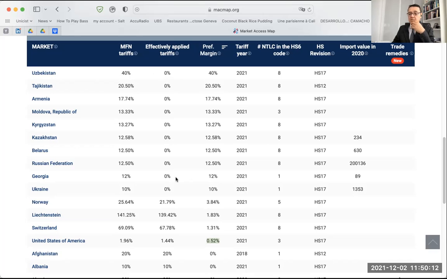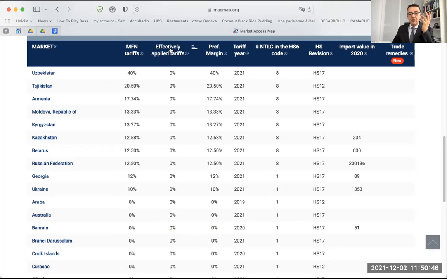That means it could be interesting to explore Uzbekistan or Tajikistan or Armenia or Moldova or all of these countries. Well, possibly Georgia is not the easiest market to enter right now. But what this is telling us is the advantage is high. And yeah, sorry, Switzerland is not going to be a really attractive market, because Azeri tomatoes pay almost 70% tariff. So yeah, not going to fly, sorry.